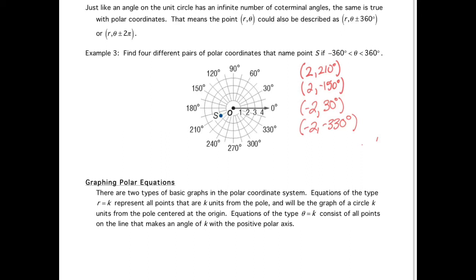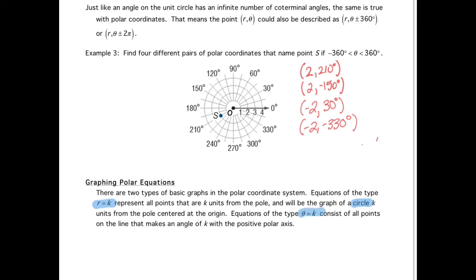So the first kind is of the type r equals some constant, and it represents all of the points that are that constant away from the pole, therefore it's a circle with a radius of the constant, centered at the origin. The other kind of equation that we'll graph is theta equals k.